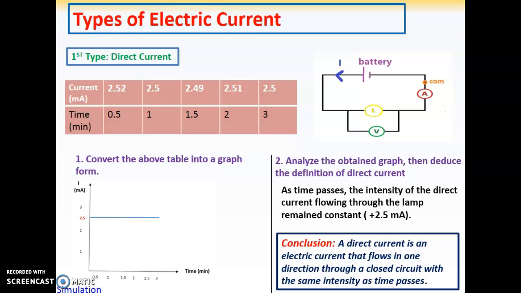Now, what about the same direction? How did we tell that the direction is constant? This is because the sign of the values was the same at all instances. In other words, because the indicated current was always positive at different instants. That's why we could conclude that the direction is constant, is the same.